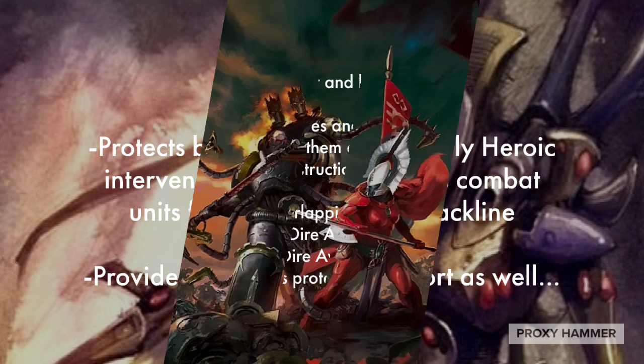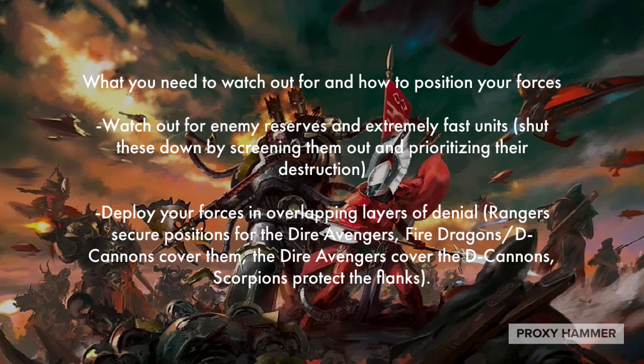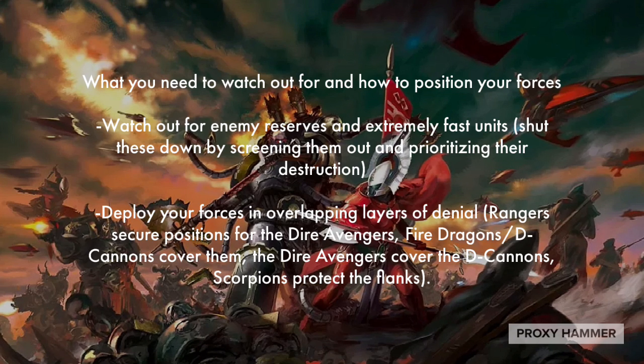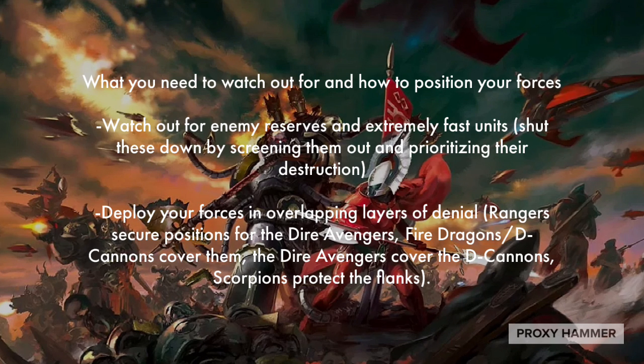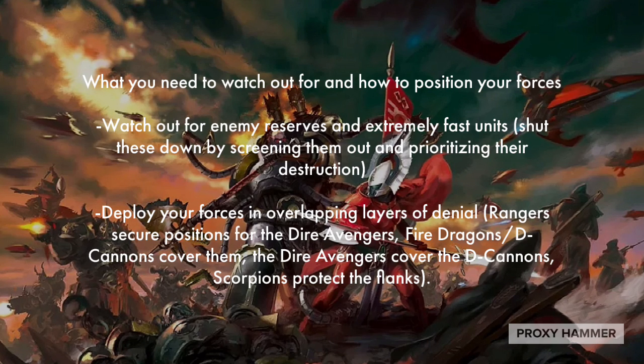Okay, so there are two things though that you do need to watch out for when trying to play the board control game with your opponent. One of those things is to watch out for enemy reserves and extremely fast units. Like I said earlier in this video, extremely fast units and reserves can absolutely wreck your backline, so do be careful about them. And you can shut these units down by screening them out or prioritizing their destruction. So if you see orc bikes on the field, make sure they're dead or screened. If you see something that's going to come from reserve, make sure they're screened out properly so they don't just wreak havoc in your backline.